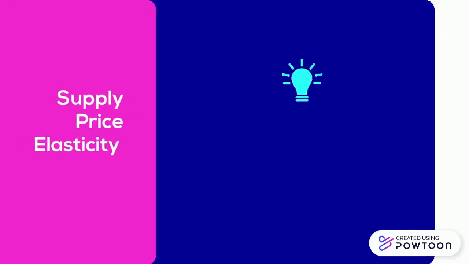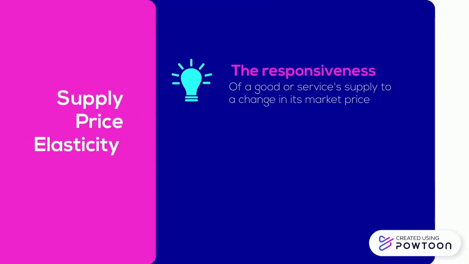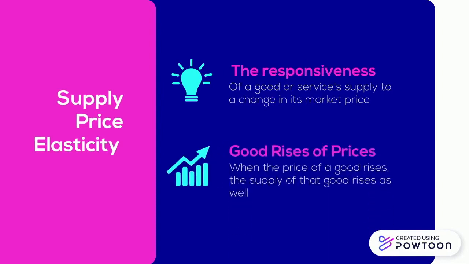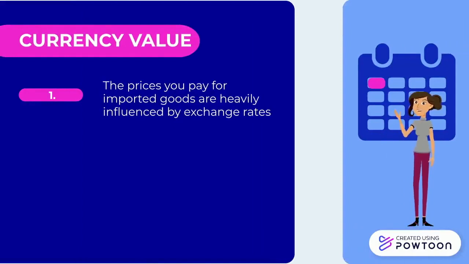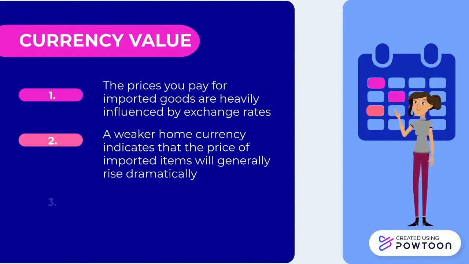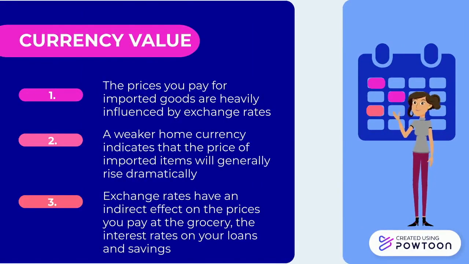Supply price elasticity is the responsiveness of a good or service's supply to a change in its market price. This can be shown when the price of a good rises, the supply of that good rises as well. Furthermore, for currency value, the prices you pay for imported goods are heavily influenced by exchange rates. A weaker home currency indicates that the price of imported items will generally rise dramatically.